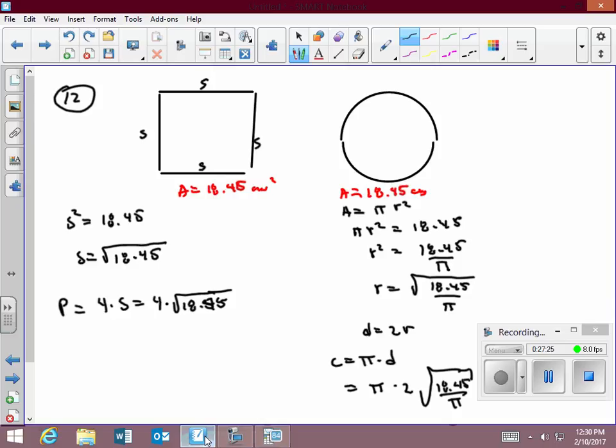So the wire around the square is 1.95. What was that, feet or centimeters? Centimeters longer than the wire around the circle.